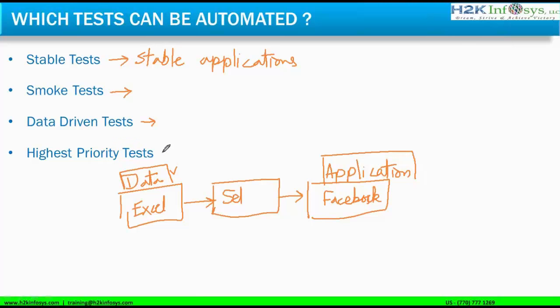And then we have something called high priority tests. High priority tests are those which are given high priority in the testing project and need to be tested first. All the tests are categorized: these are high priority, which have some critical functionality. They have high priority, medium priority, and low priority. This is how we categorize the tests in our projects. So we have high priority tests which need to be automated, and these are the kind of tests which we are going to automate using Selenium, right?